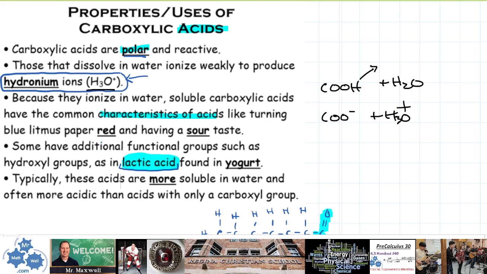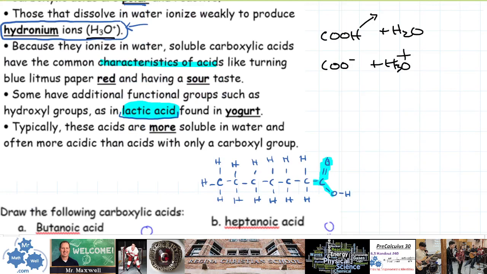When I was playing hockey down south at university, I would skip rope. That was my thing. After every practice and game, I would skip rope for 10 minutes or something like that, just to flush the acid out. Typically, these acids are more soluble in water and often more acidic than acids with only a carboxyl group.